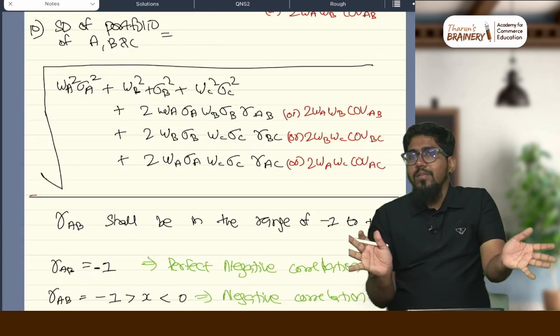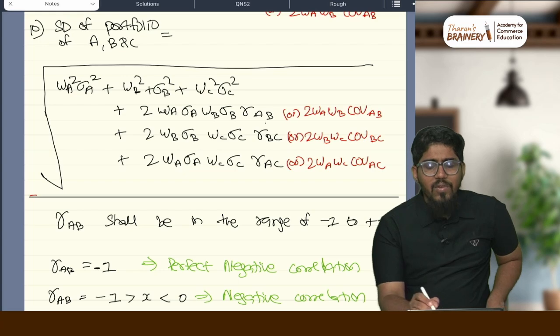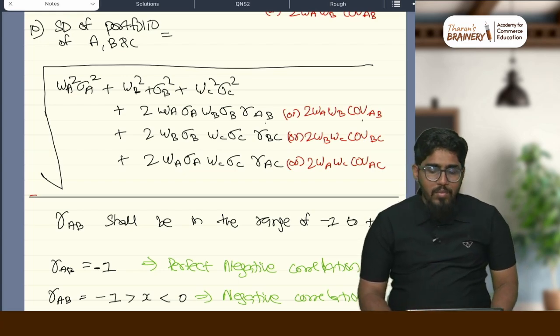So don't fear, this becomes very easy. Wherever correlation is there, instead of that you can also write covariance, removing the standard deviation of A and B. So this is the formula.